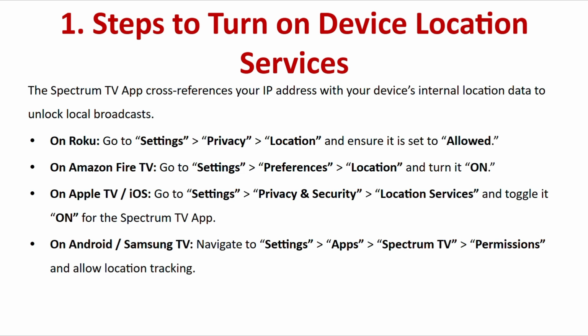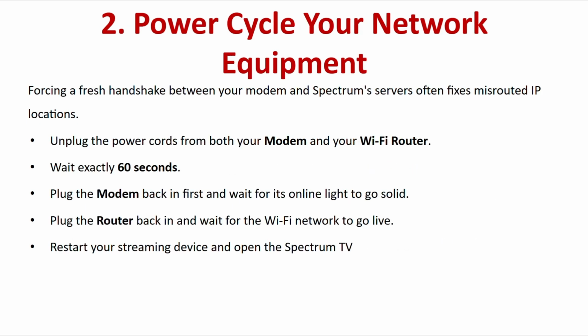On Android/Samsung TV, navigate to Settings, then go to Apps, find Spectrum TV, and then go to Permissions and allow location tracking. Power cycle your network equipment.